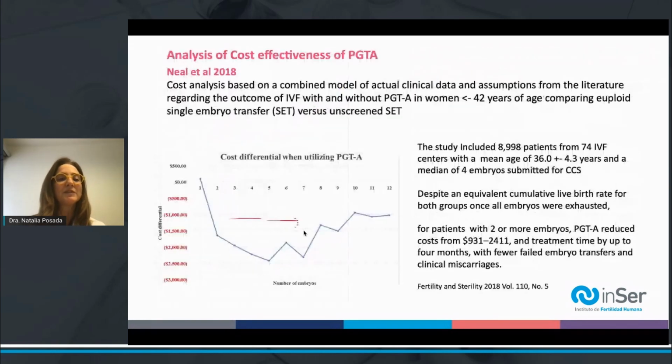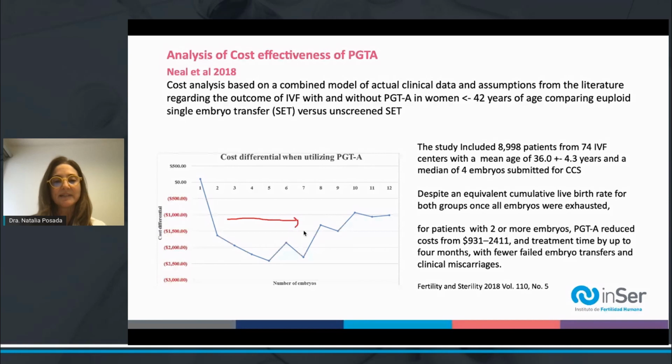And a similar result was found by Neal and colleagues in 2018. In this case, they used a combined analysis of actual clinical data from 9,000 patients from 74 IVF centers with a mean age of 36 years, who had a median of 4 embryos submitted to comprehensive chromosome analysis.